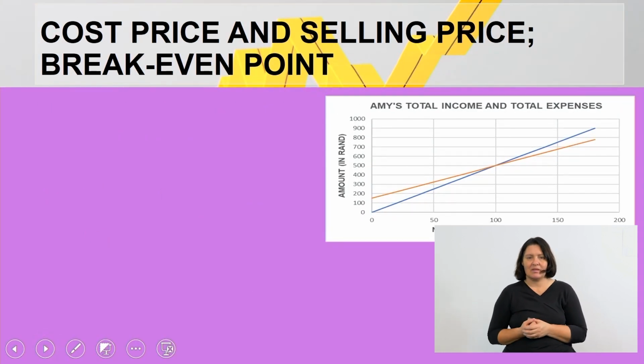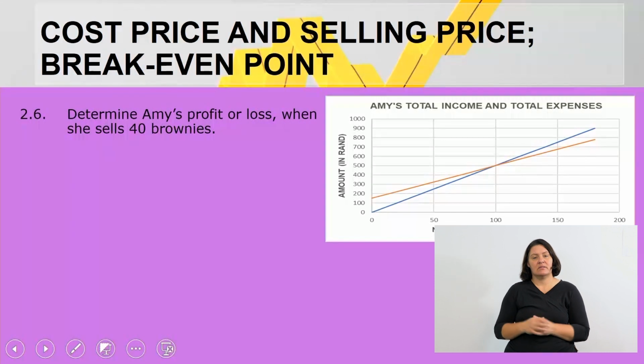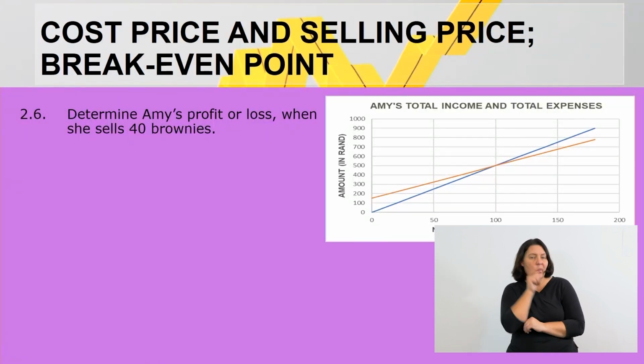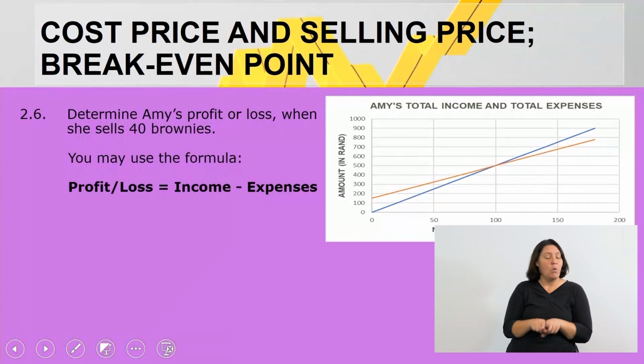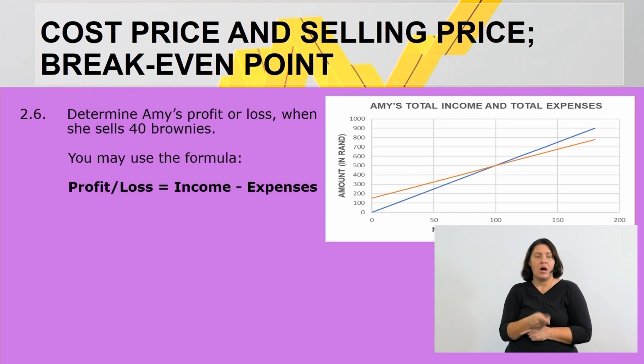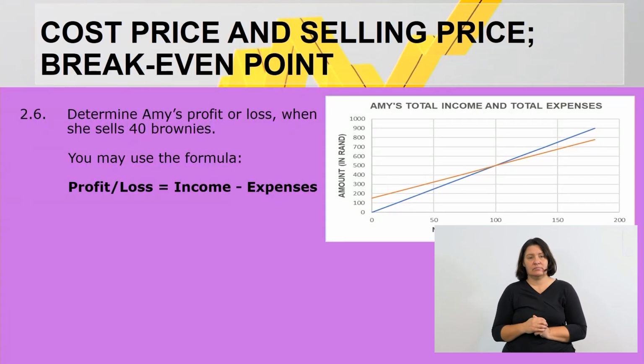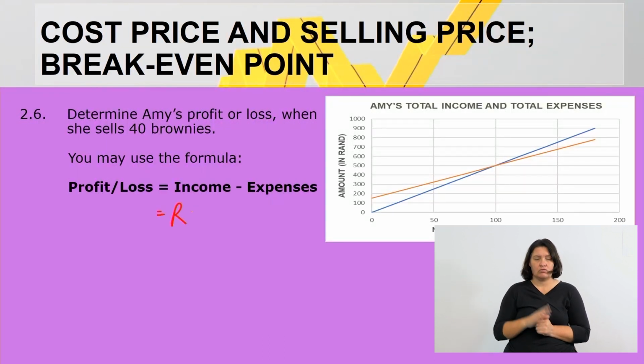All right, let's look at another question. It says, determine Amy's profit or loss when she sells 40 brownies. I also indicated that you may use the formula, profit equals income minus expenses. So let's start. We're looking at 40 brownies. Here's the number of brownies sold, then 40 will be around about here. Do we agree? I want you to work with me. If 40 is around here, then my income here will be more or less 200 rand.